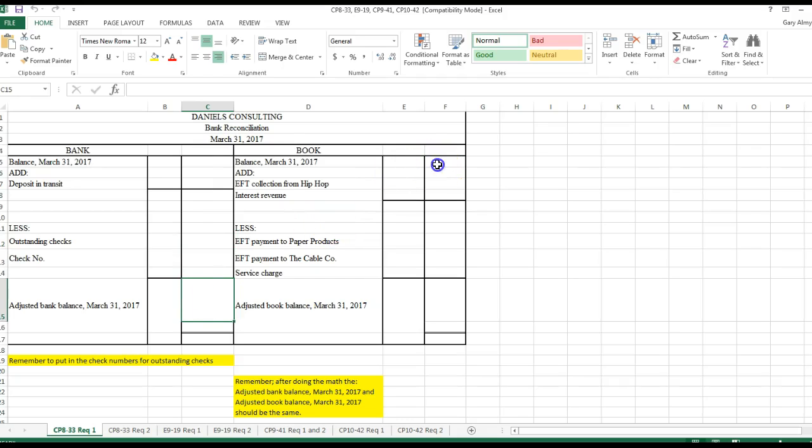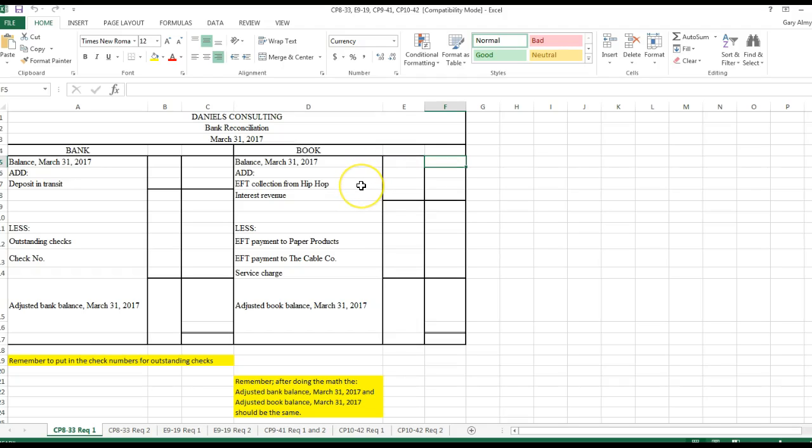Now on the book side, we also have to make some entries that don't show up on the bank side. Those are things that happen at the bank that the business hasn't recorded. First we want to start with the balance as of March 31st, and that's given to you in the T account on page 475.